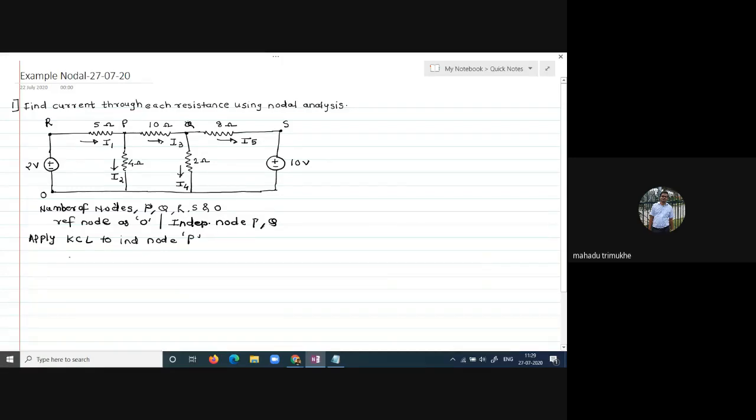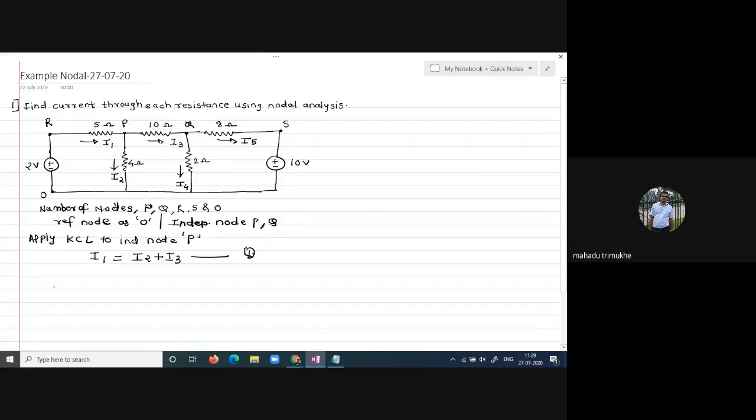So what is KCL at node P? We have to find out the incoming current and outgoing current flowing through node P. So here the KCL at node P is I1 is equal to I2 plus I3. This is your KCL at point P, which we call equation number 1.